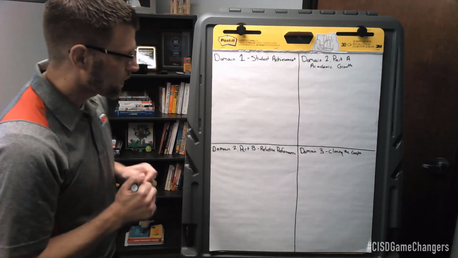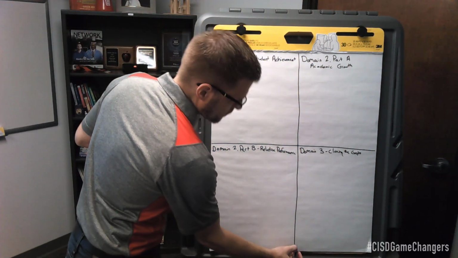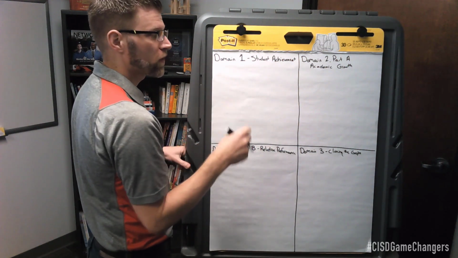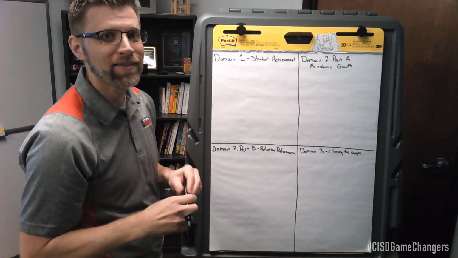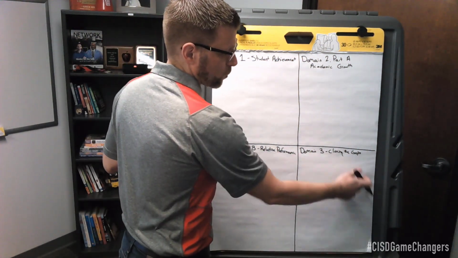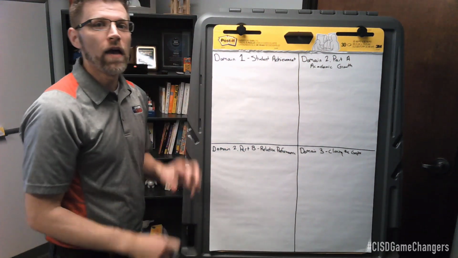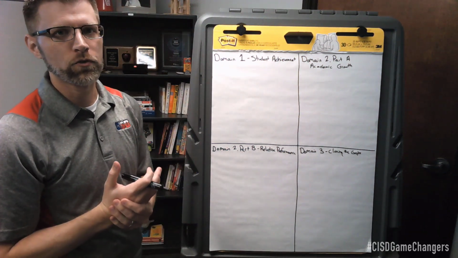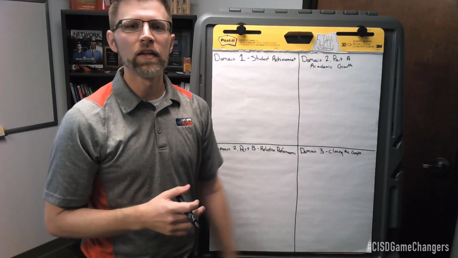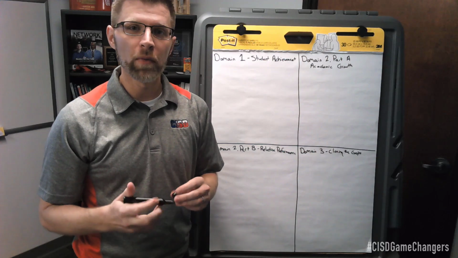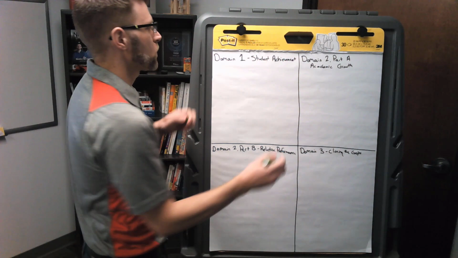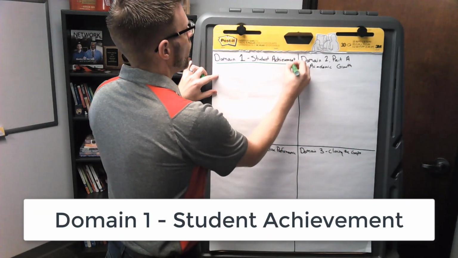One thing to keep in mind: out of these first 3 right here, the state of Texas is going to take your best score for your campus, and that's going to be weighted at 70% of your accountability. Then they're going to take the score from domain 3, the federal domain, and that's going to be 30% of your score. So it's the best of here at 70%, and then 30% is made up of your federal accountability score. All right, so let's start with domain 1, which is student achievement.